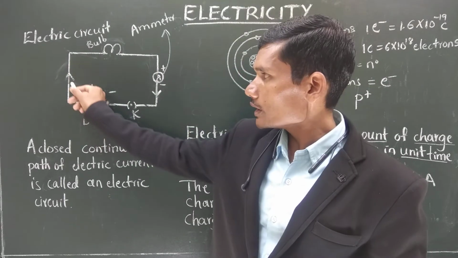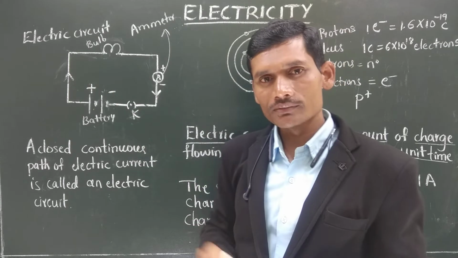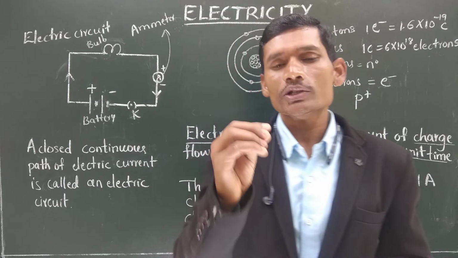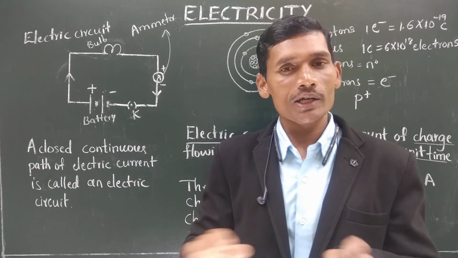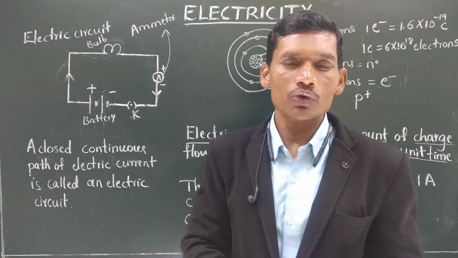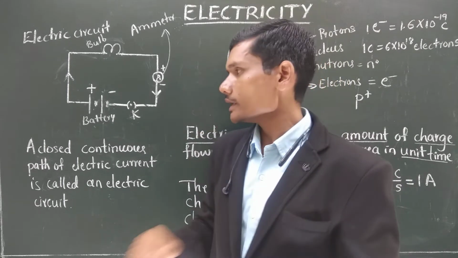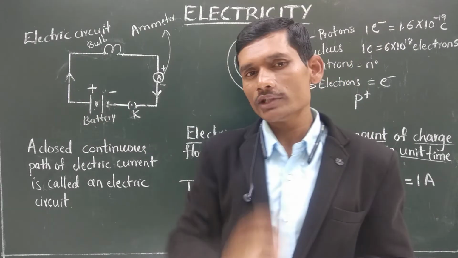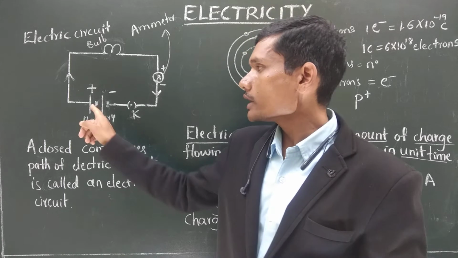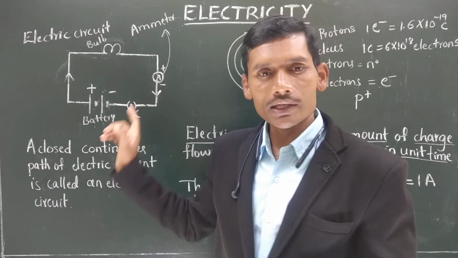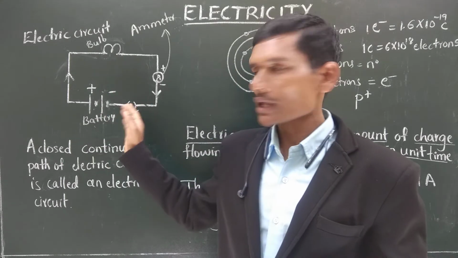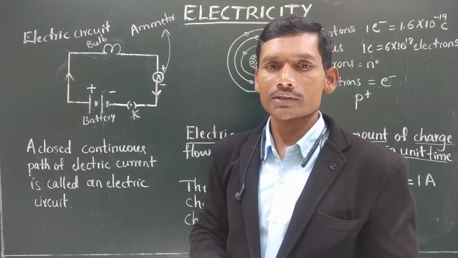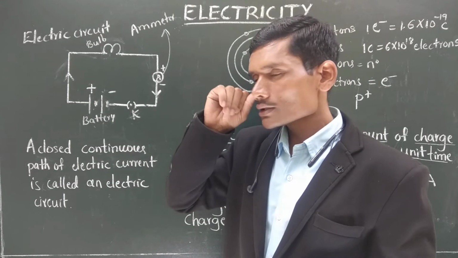But still we are showing it here from positive to negative. Why? Because in olden times it was believed that positive charges move, not negative charges. From then onwards, conventionally it was shown that electric current flows from the positive to the negative terminal, and it is called conventional electric current. So it has been the practice, but in reality it is opposite, right? This is all about the electric circuit.